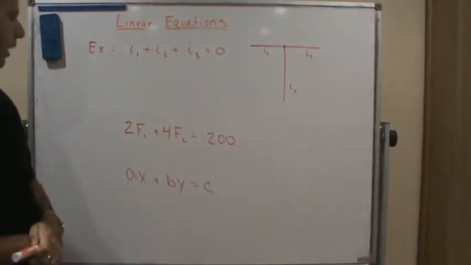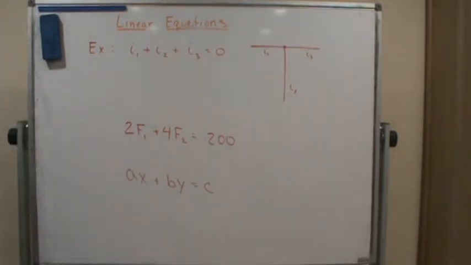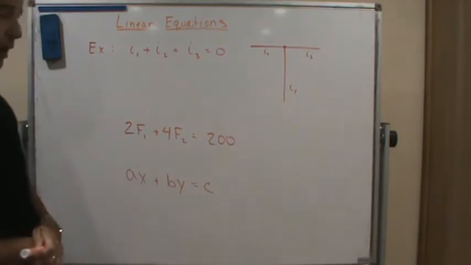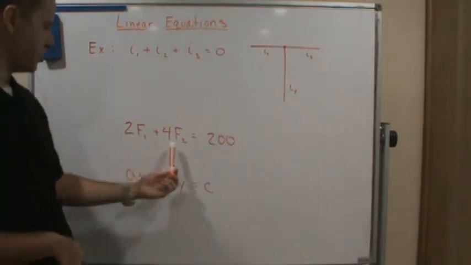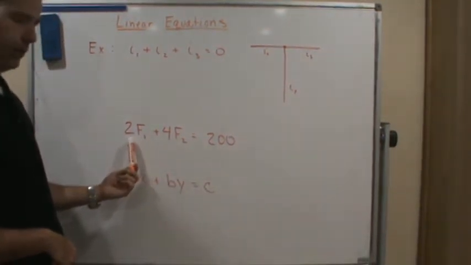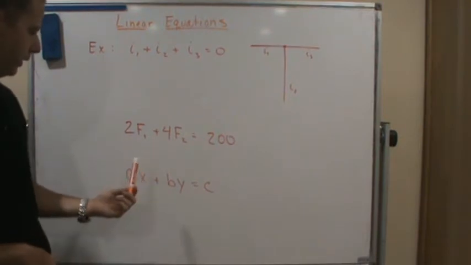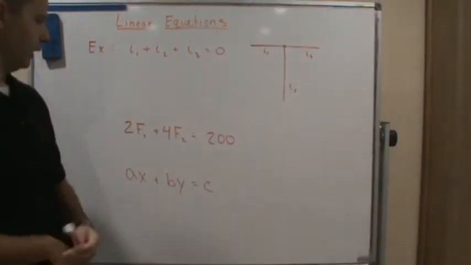Okay, and then we have another example of a couple of forces. So we could have a couple of forces acting on a beam, let's say, and we could have this relationship here. That 2 times the value of force 1, plus 4 times the value of force 2 equals 200.